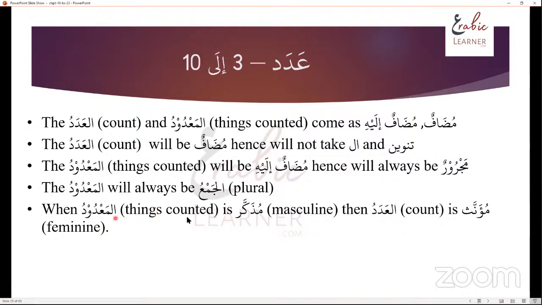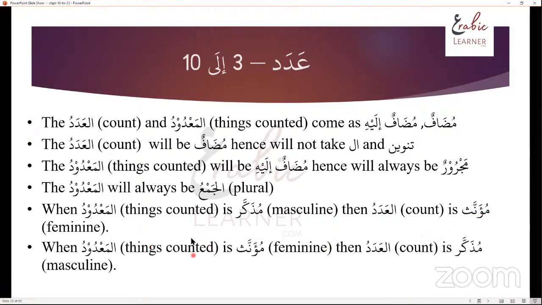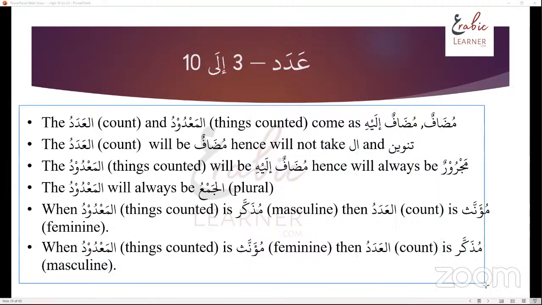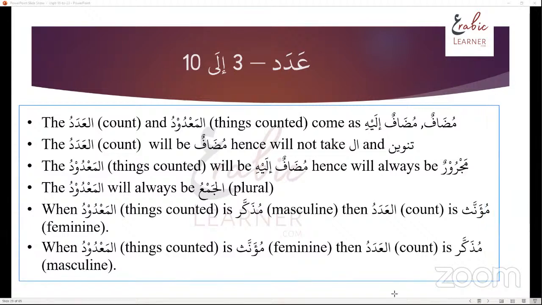Now this is the important thing. If ma'dud is muzakkar, then adad will be muannas. And if ma'dud is muannas, adad will be muzakkar. I know there are too many rules, but it will be very simple for you, brothers and sisters, if you see the examples, inshallah. You have to remember these rules. It looks difficult to you now, but inshallah it will be clear to you. Don't worry.